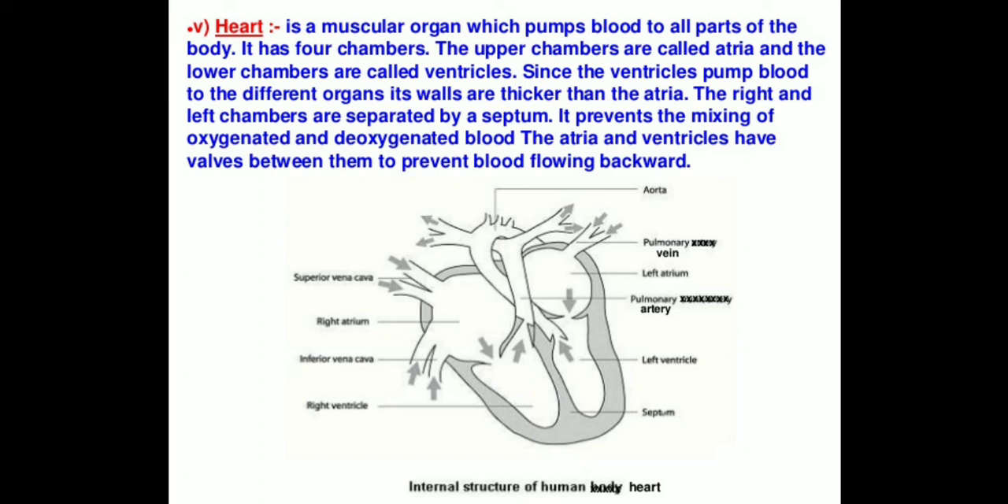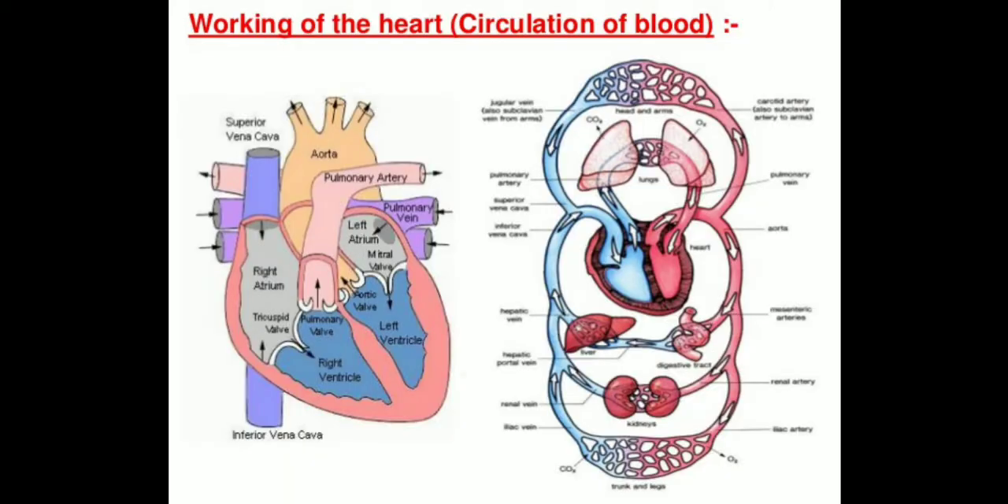Here in the diagram you can see all the labels. It prevents the mixing of oxygenated and deoxygenated blood. The atria and ventricles have valves between them to prevent the flowing of blood in backward direction. So these two diagrams are the details about the circulation of blood.